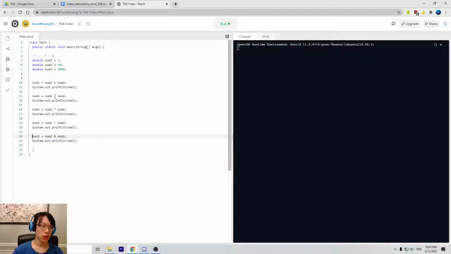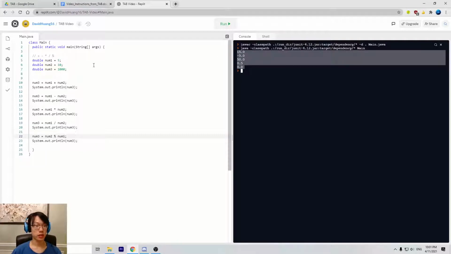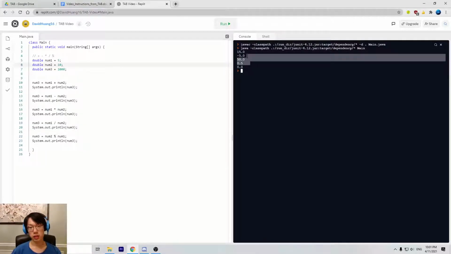So instead, you would have num2 of 10 divided by num1 of 5. Well, the quotient is 2, but that's not the answer. It would be the remainder. But in this case, since they perfectly divide, you would get a remainder of 0. So let's run that. And of course, it'll take a little bit to compile. And here we go. We get 15, negative 5, 50, 0.5, and 0. And of course, since these are doubles, you get the little decimal point zeros and the like.